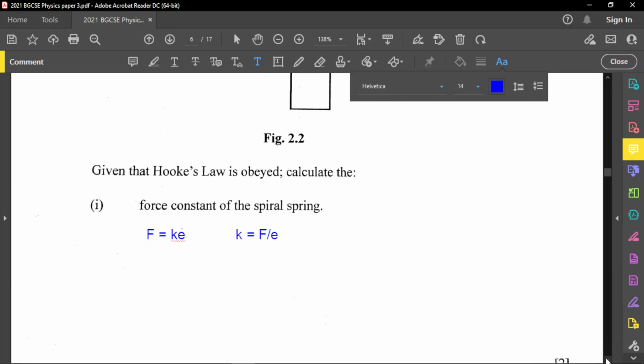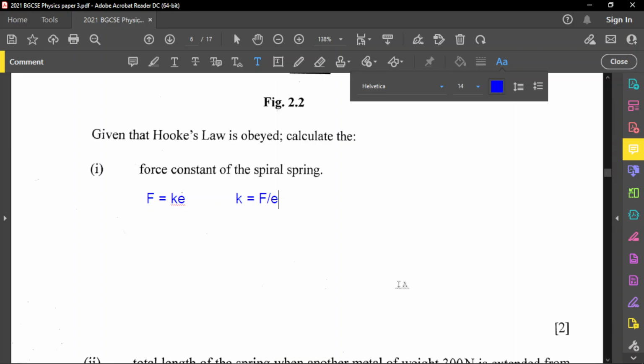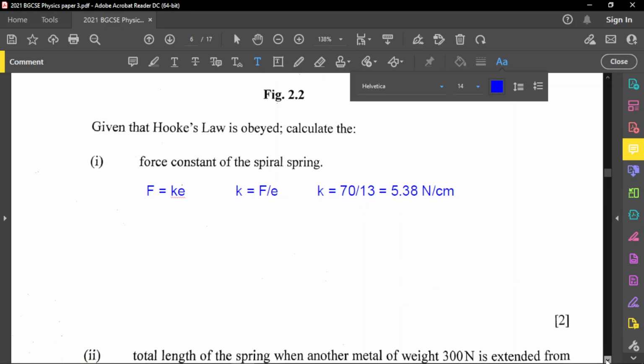So what we're going to do here now is divide our force, which is the 70 Newton, by the extension. So the constant here will equal our 70 Newtons divided by our 13 centimeters. And that will give us 5.38 newtons per centimeter. So that is the constant of this spring. Let's go to the next part of the question.